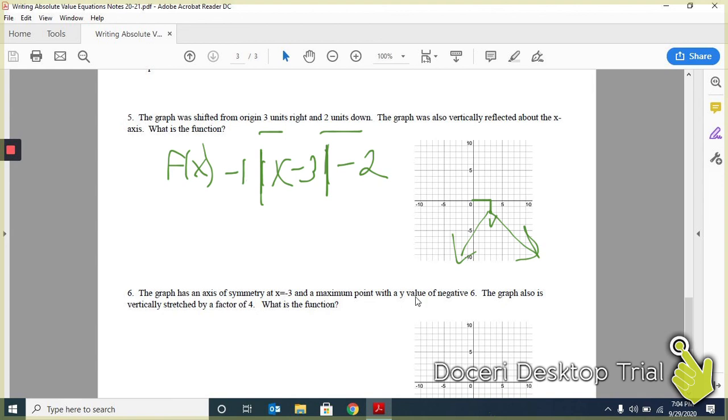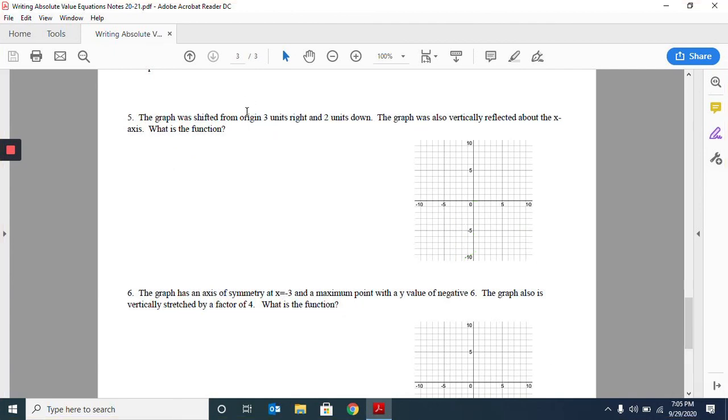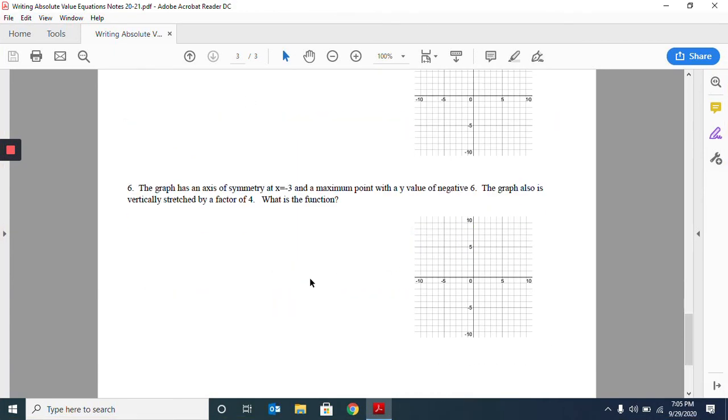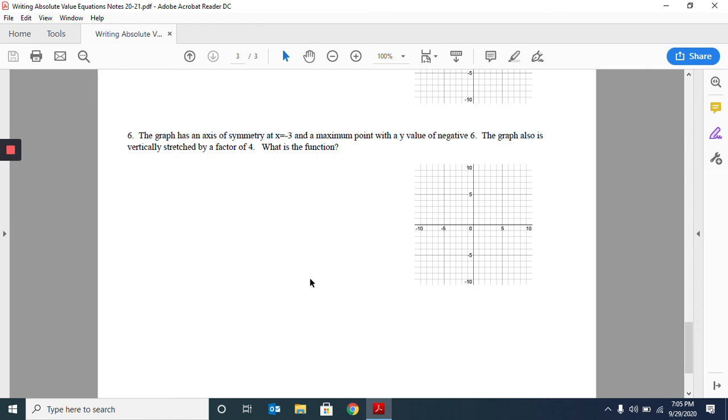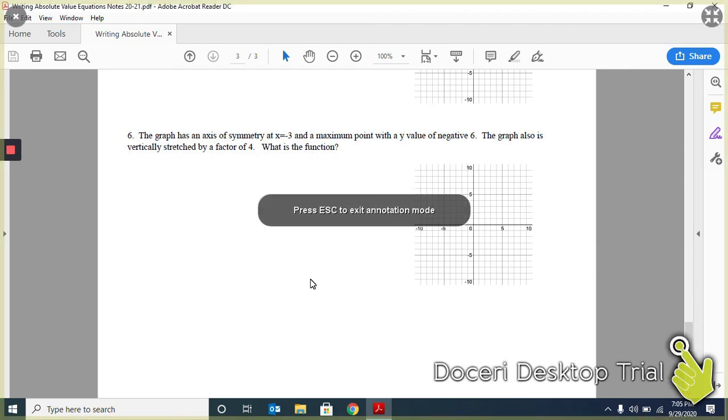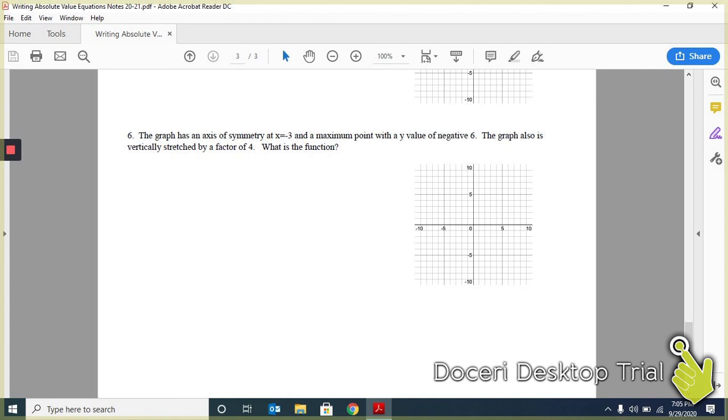The second one, let me see if I can get a better picture of this because apparently I'm off screen. There you go. The second one, and again, if I read the graph, has an axis of symmetry at x equals negative 3. So at x equals negative 3, there's an axis of symmetry right here. And it has a y value of negative 6, which is going to be right here.